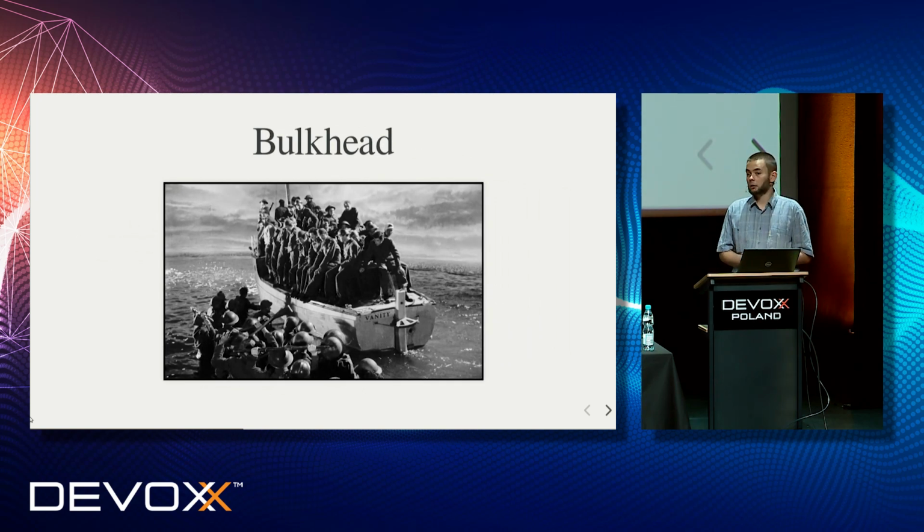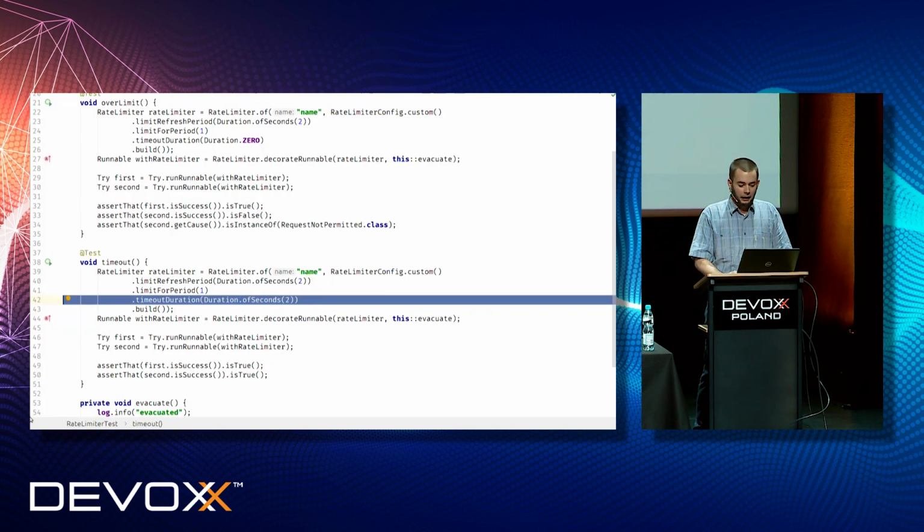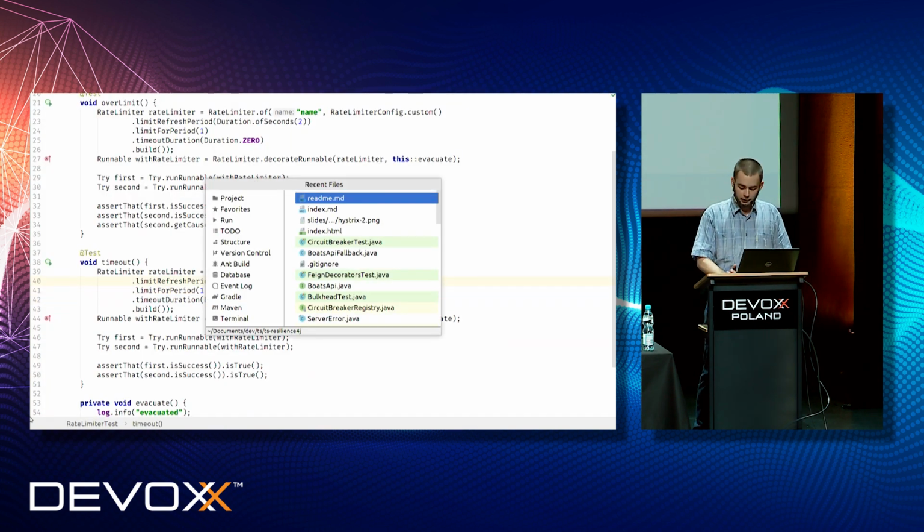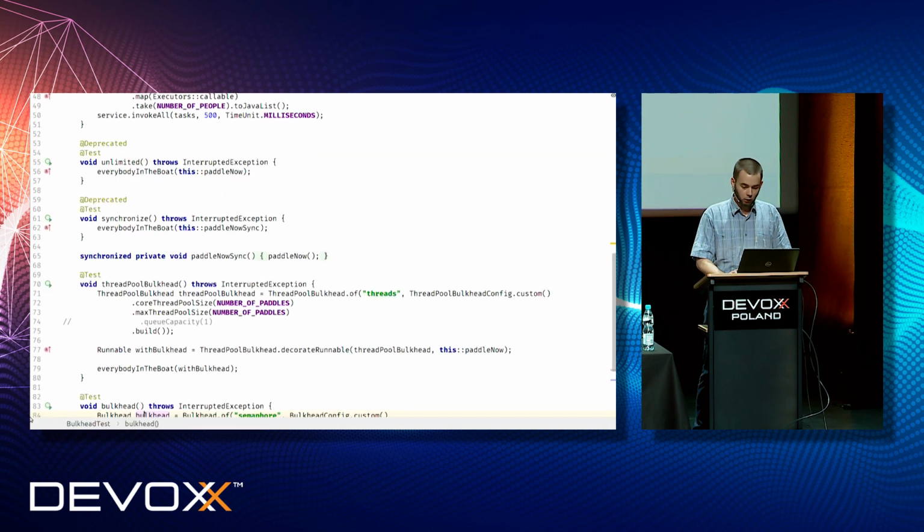The next pattern, my favorite one, is Bulkhead. Let's imagine this situation. 1 boat, 20 people, and only 4 paddles this summer. And now for people with less imagination, just see how it looks in our code.